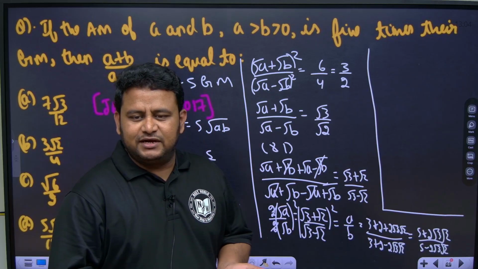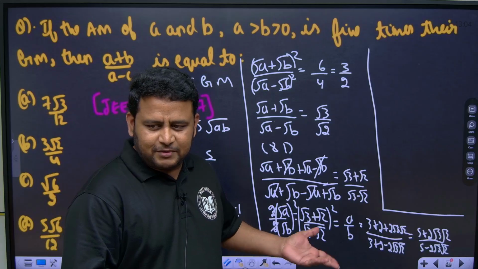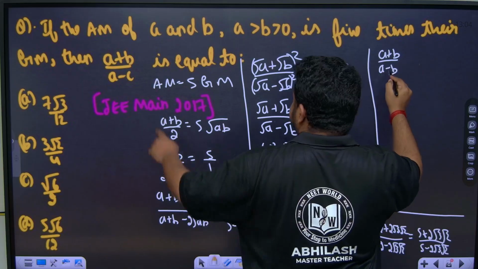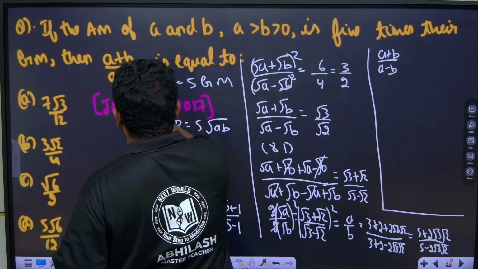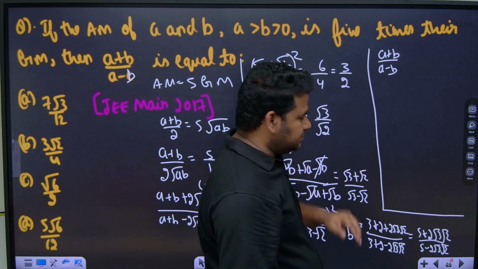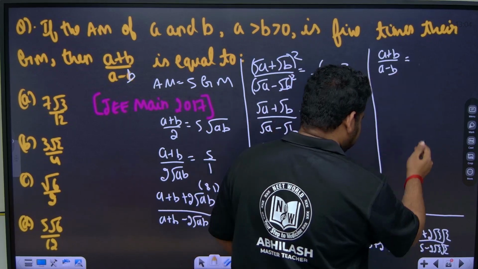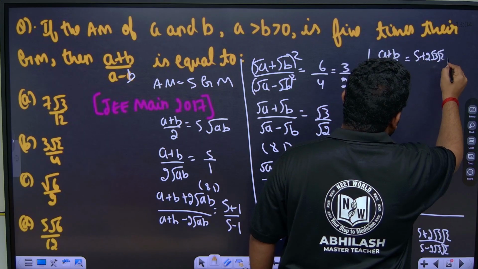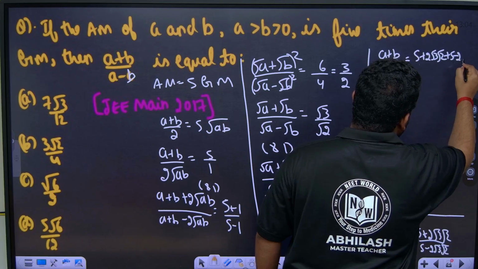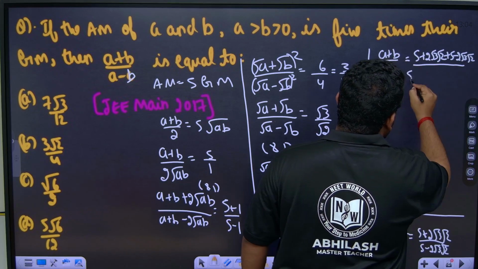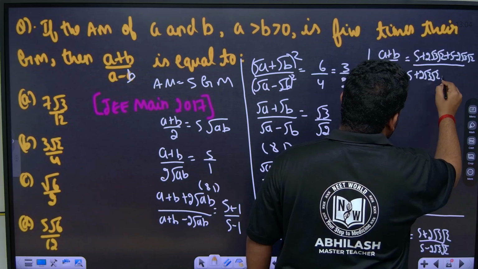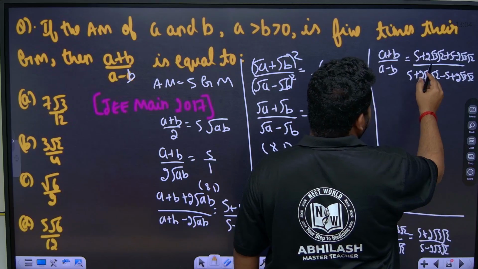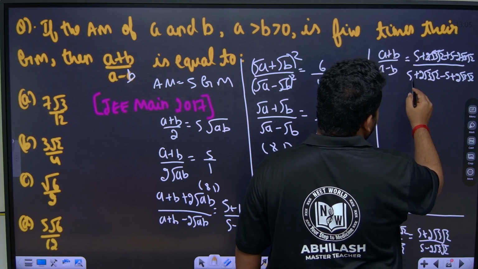Now I will again apply componendo and dividendo. If I again apply componendo and dividendo, definitely I will get the answer. That is (a+b)/(a-b). I got this a plus b and a minus b. It is not a minus c, this is a minus b, where did c come from? Okay. A minus b. So this will be equal to (5+2√3√2 + 5-2√3√2) divided by (5+2√3√2 - 5+2√3√2). Now what will happen? Here this and this cancel. Here this and this cancel.